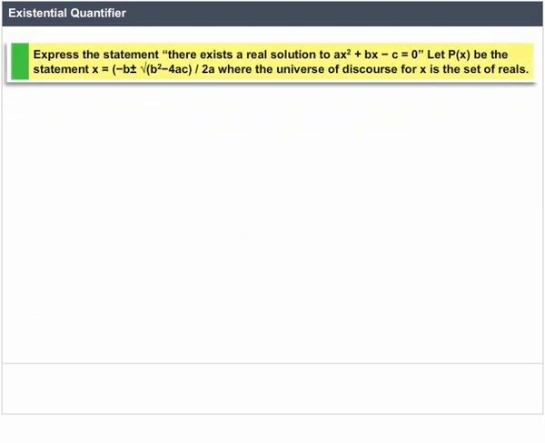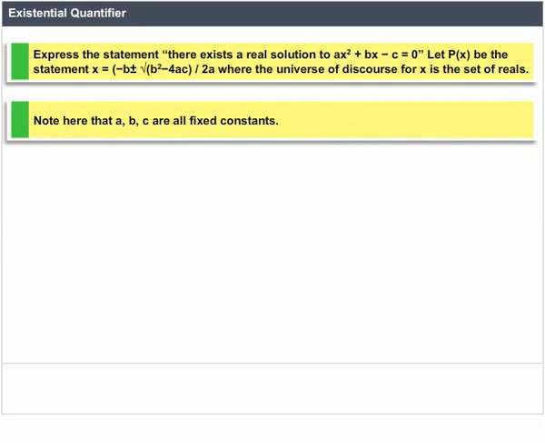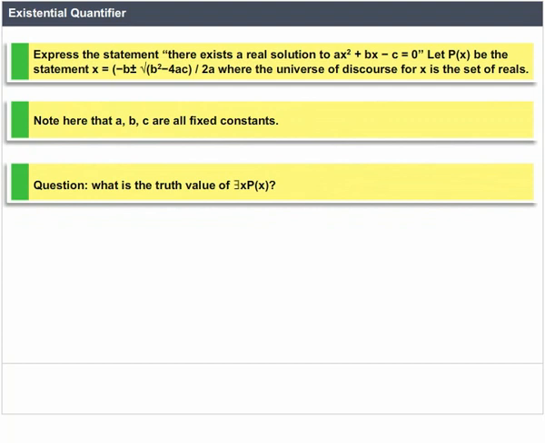Express the statement there exists a real solution to ax squared plus bx plus c equals 0. Let P of x be the statement x equals minus b plus or minus the square root of b squared minus 4ac, divided by 2a, where the universe of discourse for x is the set of reals. Note here that a, b, c are all fixed constants. What is the truth value of there exists x, P of x?